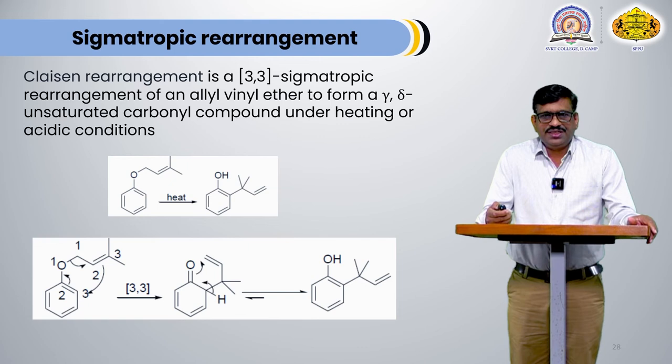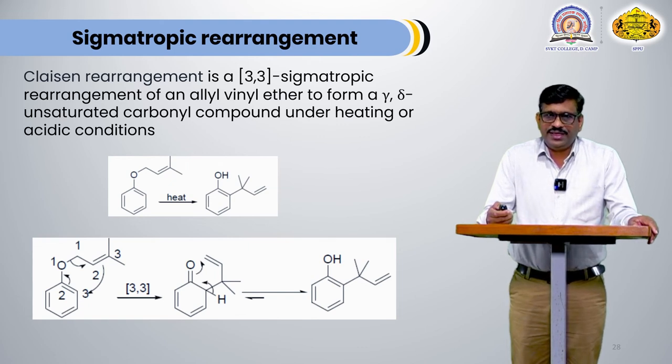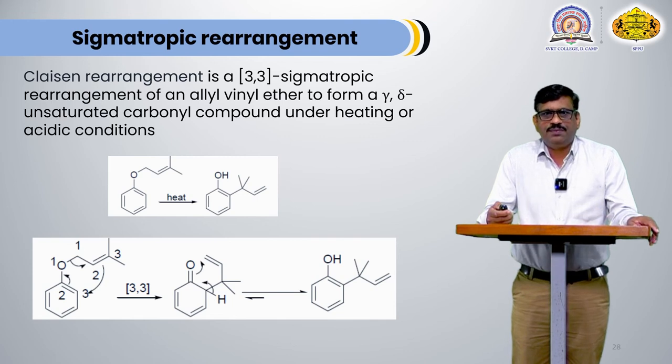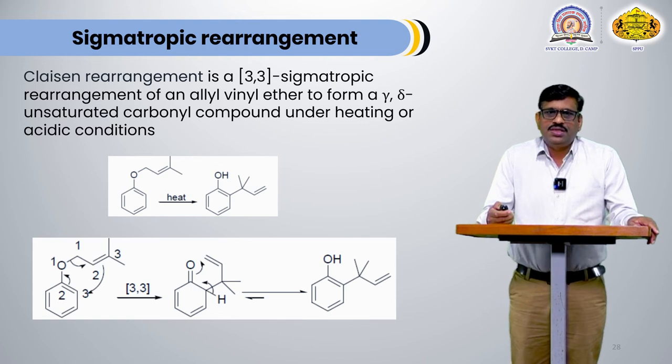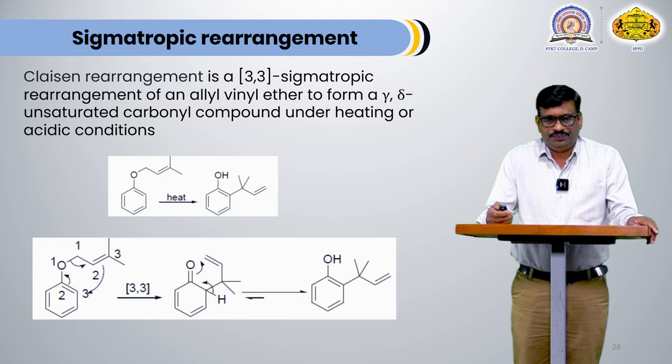Claisen rearrangement is an example of sigmatropic rearrangement, and in this case 3,3 sigmatropic rearrangement occurs. Allyl vinyl ether is converted to a gamma delta unsaturated carbonyl compound, and it is shown in this structure. Allyl vinyl ether on treatment with heat produces a gamma delta unsaturated carbonyl compound, and in the last structure the mechanism is shown.